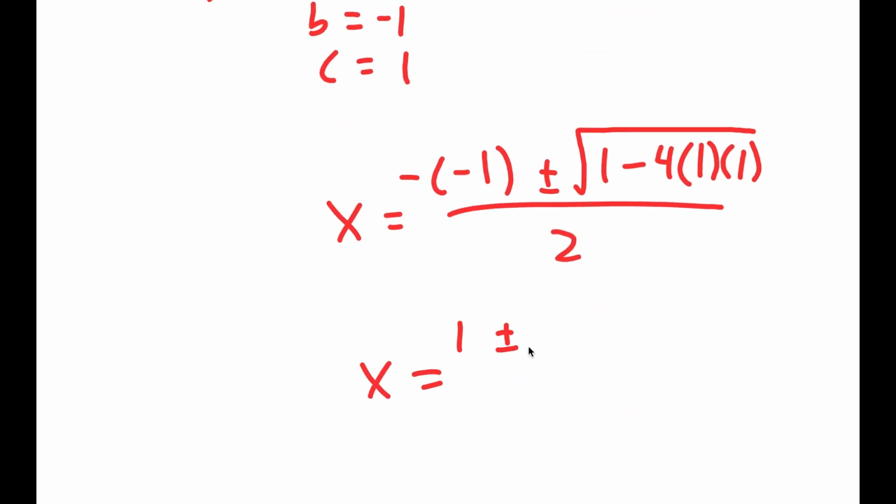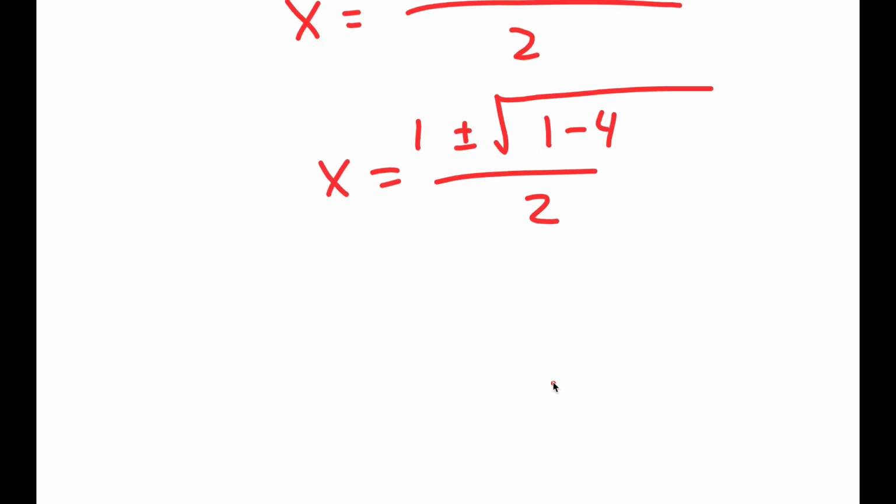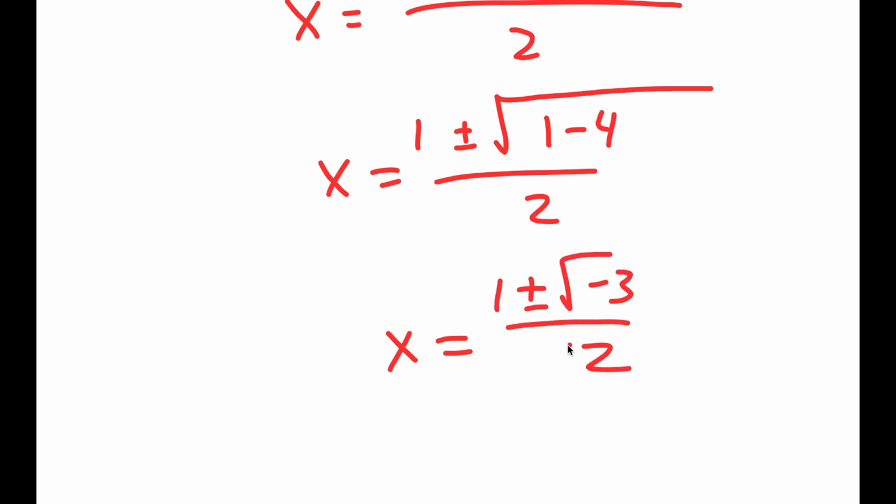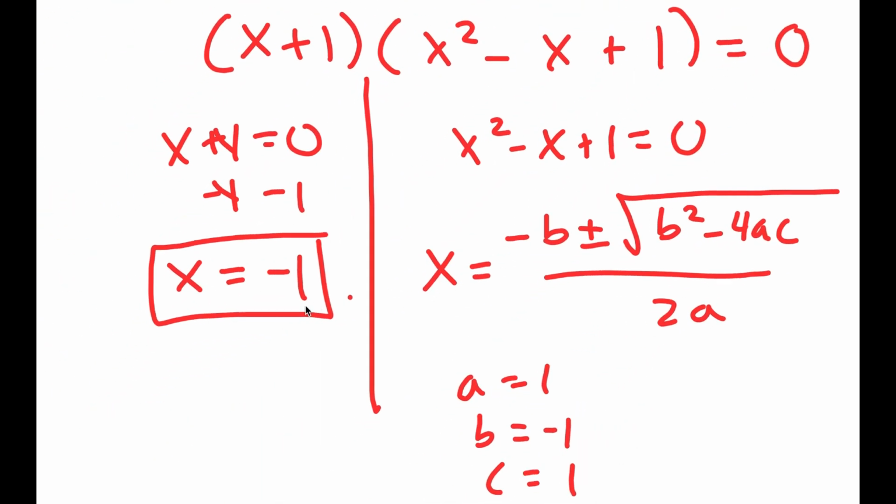So now I get positive 1 plus or minus the square root of 1 minus 4 over 2, which is equal to 1 plus or minus the square root of negative 3 over 2. And this has no real solution, so x equals negative 1 is my only solution.